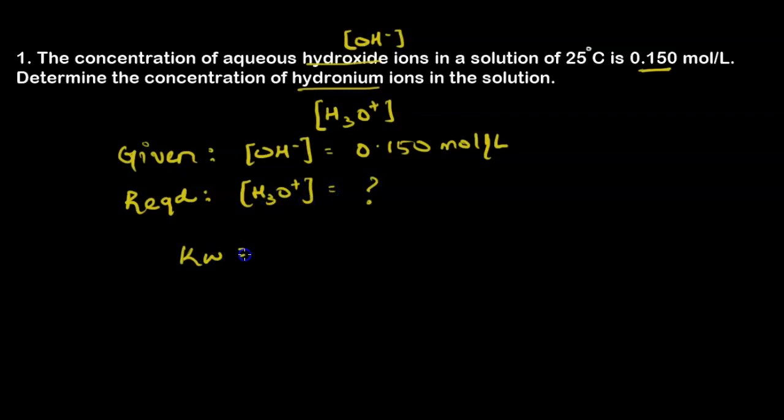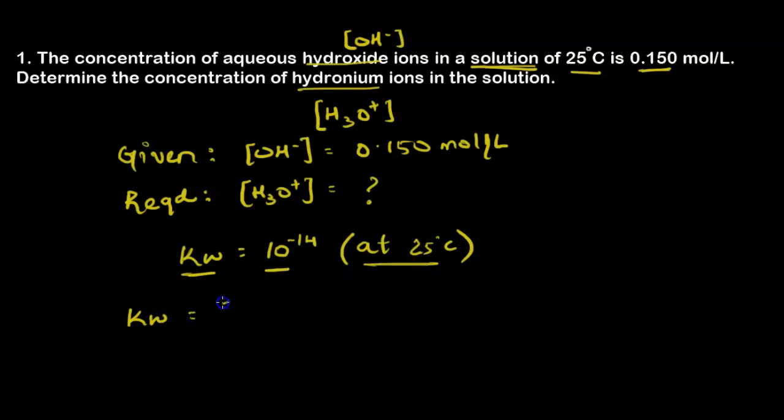We know Kw at 25 degrees Celsius is 10 to the power negative 14. Because this condition is not for water, that's why OH negative is not 10 to the power negative 7. It's for a random solution. But Kw is going to be constant at 25 degrees Celsius no matter if it is water or any solution. We also know that Kw is the product of OH negative ion concentration and H3O positive ion concentration.